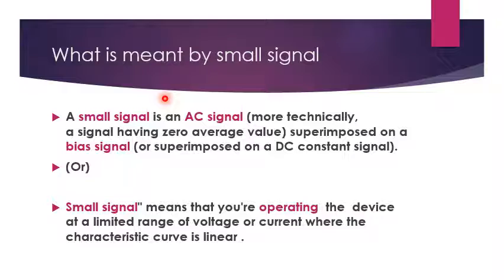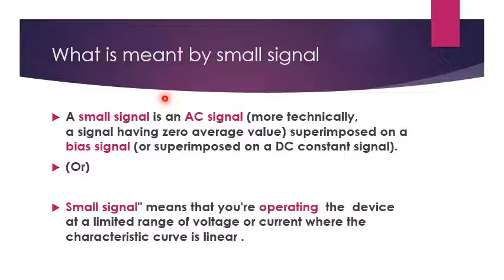So first, let me clearly discuss what a bias signal is. Bias signal is nothing but, in order to keep the transistor configuration in the active region, we have to give the bias signal. What do you mean by active region? Active region is nothing but we have to keep the input forward biased and output reverse biased, right? So in order to keep the input forward biased and output reverse biased, we have to give a bias signal.